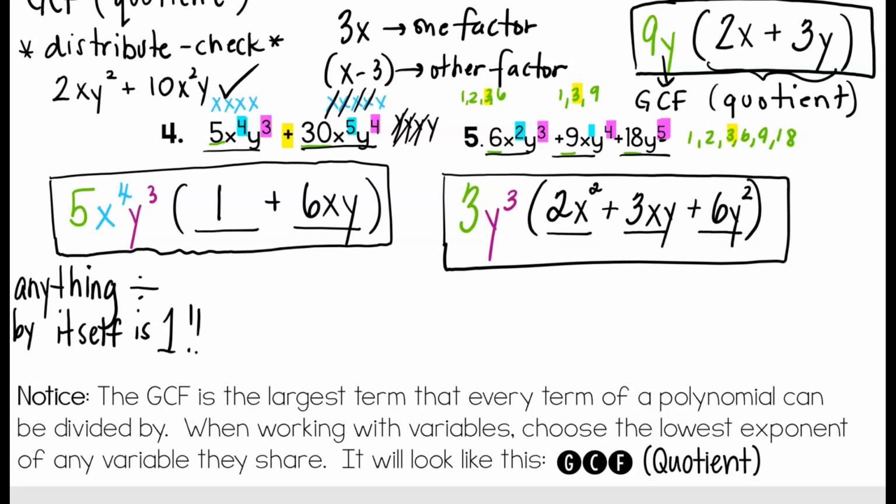Notice that the GCF is the largest term that every term of a polynomial can be divided by. When working with variables, choose the lowest exponent of any variable that they share. It will look like this when you are done. Again, remember, if the original polynomial is a binomial, your quotient will have 2 terms. If the original polynomial is a trinomial, your quotient will have 3 terms. Your GCF can be a combination of numbers and letters as long as every term of the polynomial shares those letters. So this is a review of greatest common factor. I hope that you do well in the practice.